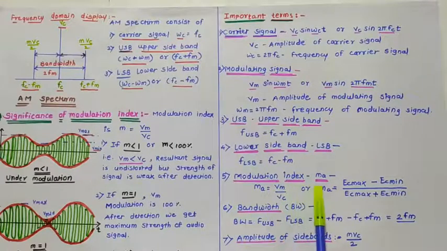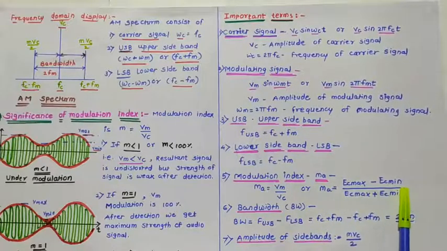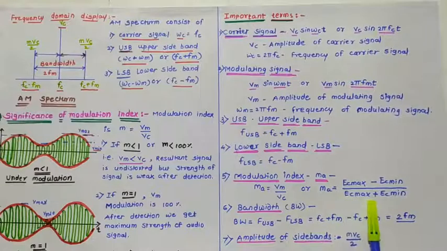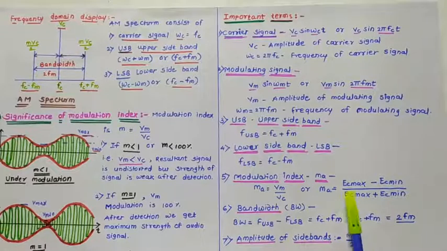Modulation index. Here modulation index is equal to the amplitude of the modulating signal to the amplitude of the carrier signal, that is Vm upon Vc, or Ma is equal to Ec max minus Ec min upon Ec max plus Ec min. Sometimes instead of E, V is written. Okay, students?